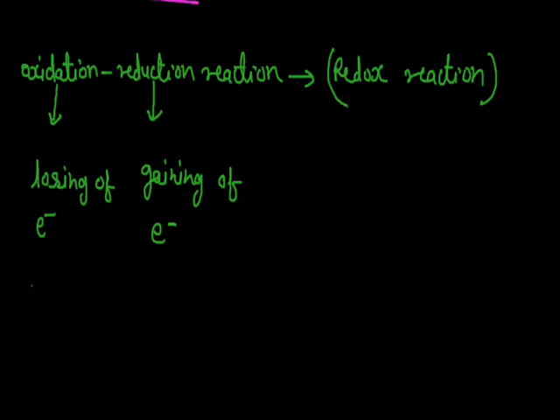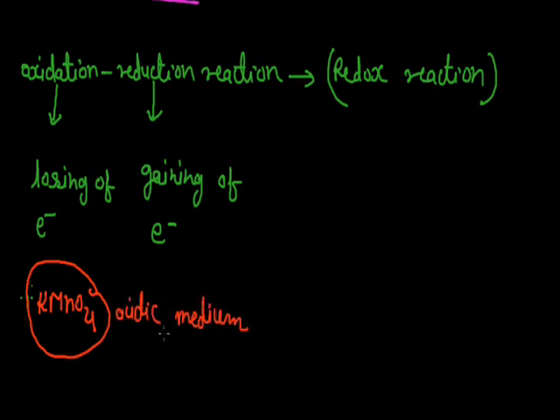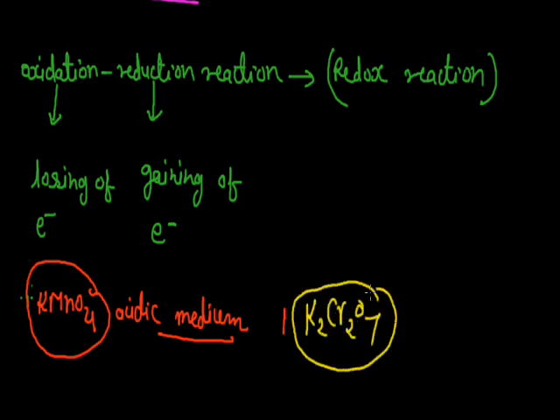For example, we take KMnO4. It is a very good oxidizing agent in the acidic medium. Similarly, we have the example of potassium dichromate, K2Cr2O7. They are also very good oxidizing agents in the acidic medium. So KMnO4 and dichromate both are very good oxidizing agents in acidic medium.